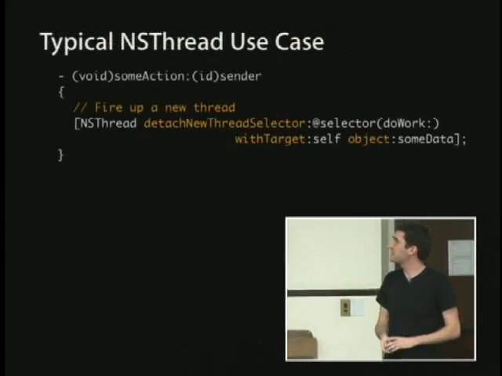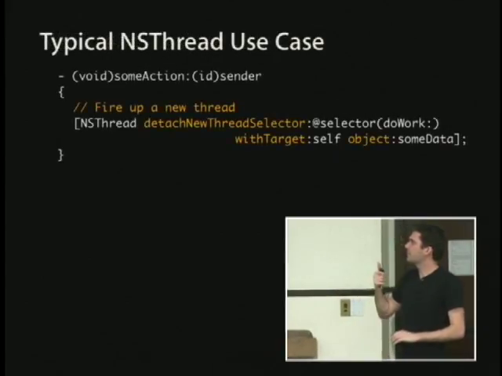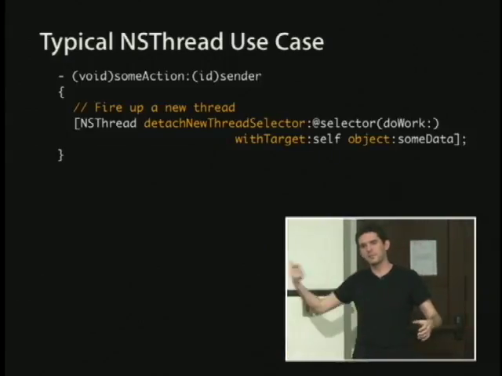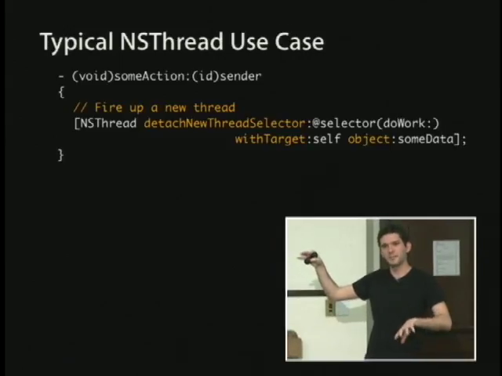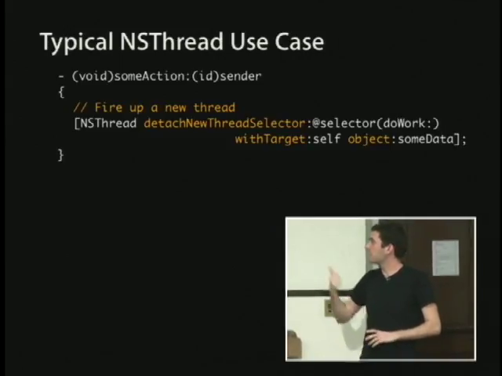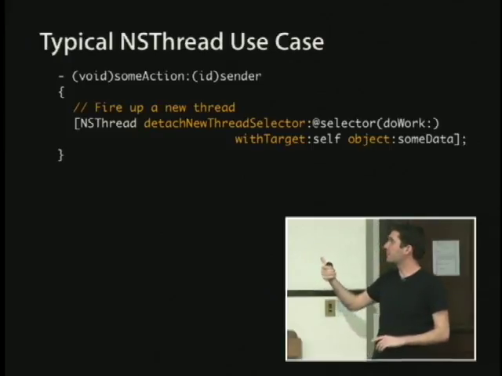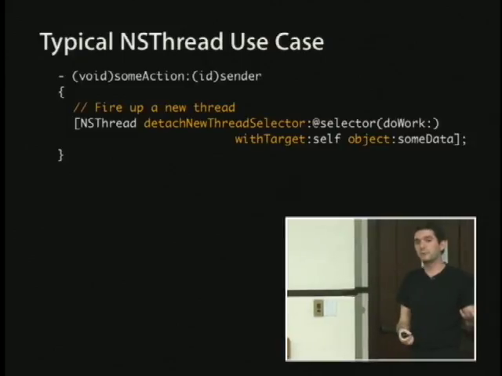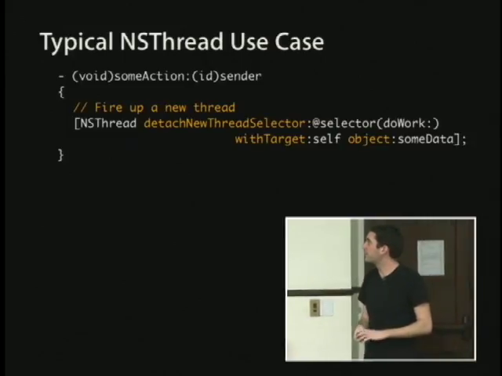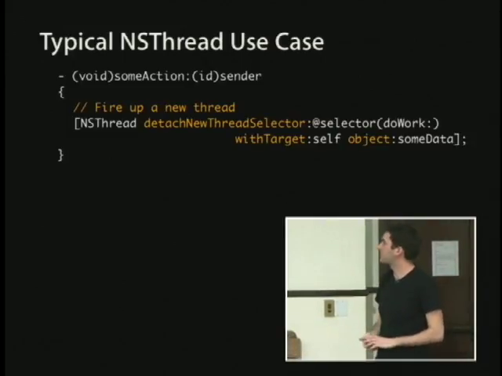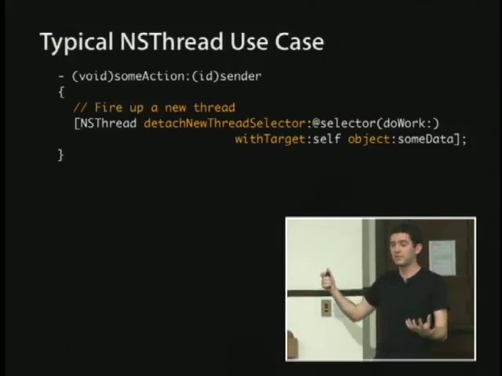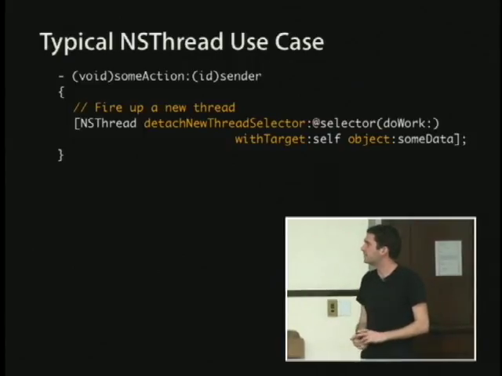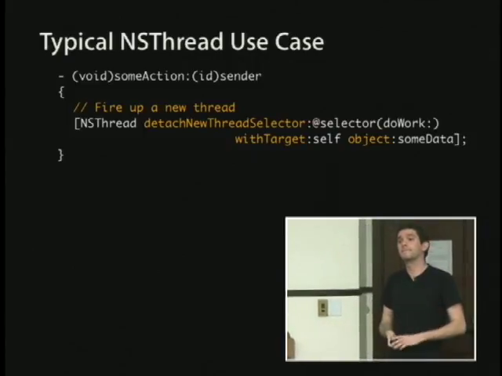Your typical case for using threads is if you've got some long-running operation on your main thread and you want to kick it off to a background thread to happen while the user can keep interacting on the main thread. The way you would do that is just by calling NSThread detachNewThreadSelector:toTarget:withObject:. And this creates a new thread for you. That's really all there is to it. And it'll automatically call the doWork method in this case on the object itself. You can pass an optional parameter object. In this case, we'll pass some data.